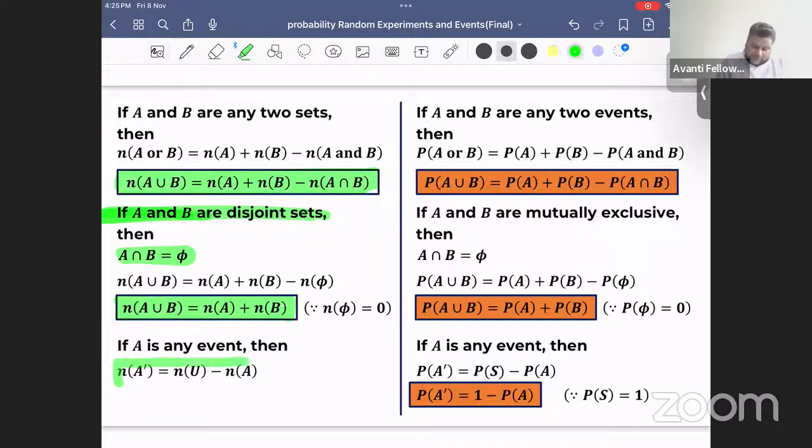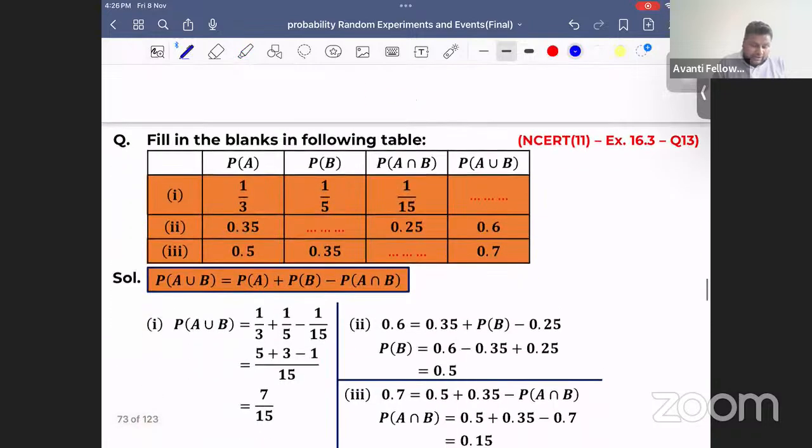The number of elements in A complement is the universal set minus the number of elements in A. So if I divide both sides by n(S), the probability of A union B will be P(A) plus P(B) minus P(A intersection B). Similarly, P(A union B) will be P(A) plus P(B) if A and B are mutually exclusive events, which is what we call disjoint events. And the probability of A complement is 1 minus the probability of occurrence of A.